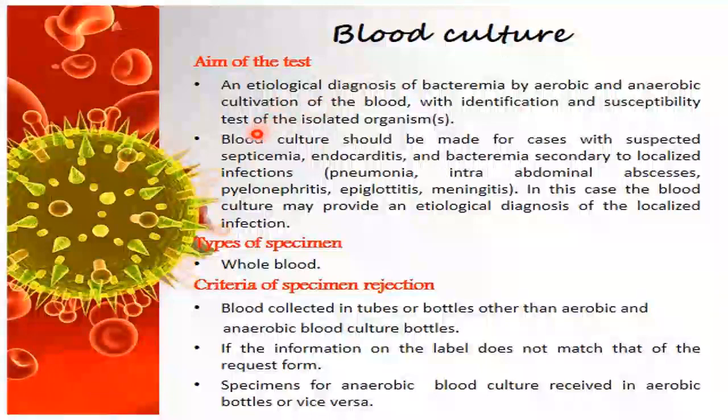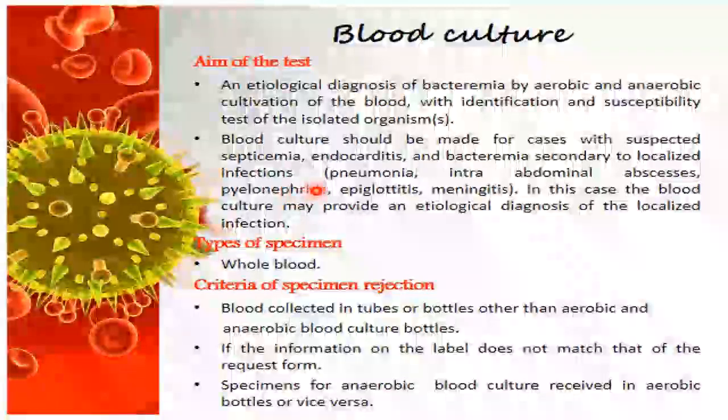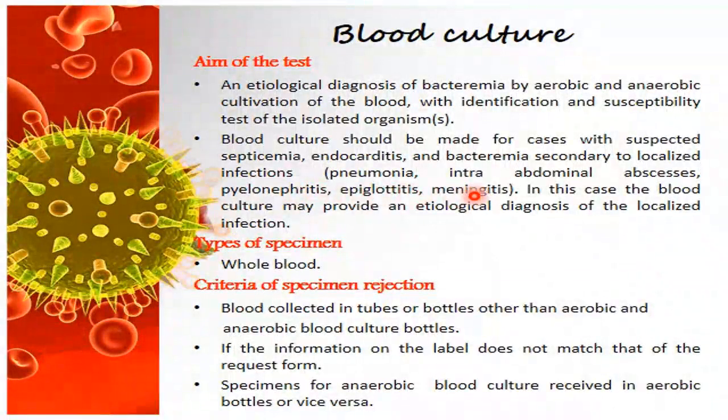Blood culture should be made for cases with suspected septicemia, endocarditis, and bacteremia secondary to localized infection like pneumonia, intra-abdominal abscess, pyelonephritis, epiglottitis, and meningitis. In this case, a blood culture may provide an etiological diagnosis of the localized infection. Now, what is the type of specimen for doing blood culture? Normally, it's whole blood.